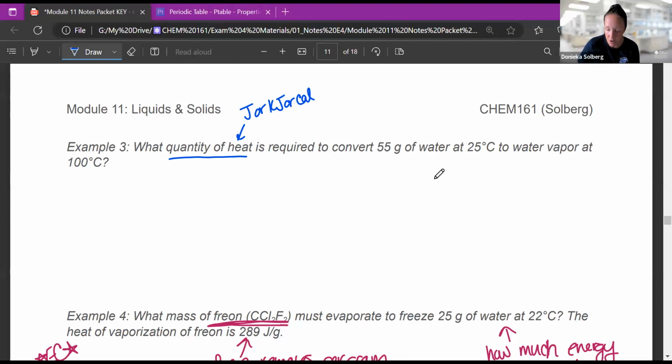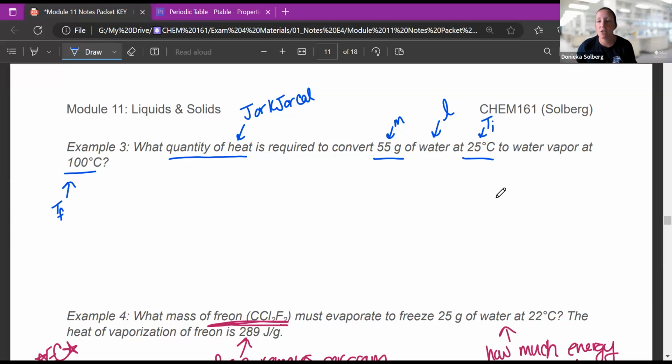Is required to convert. I have 55 grams of water, so this is a mass, at 25 degrees Celsius. So I just said water, so that would be liquid water at 25 degrees Celsius. We also know it's liquid because it's between 0 and 100. So this is my starting temperature, my T initial, to water vapor at 100 degrees Celsius. So this would be my T final.